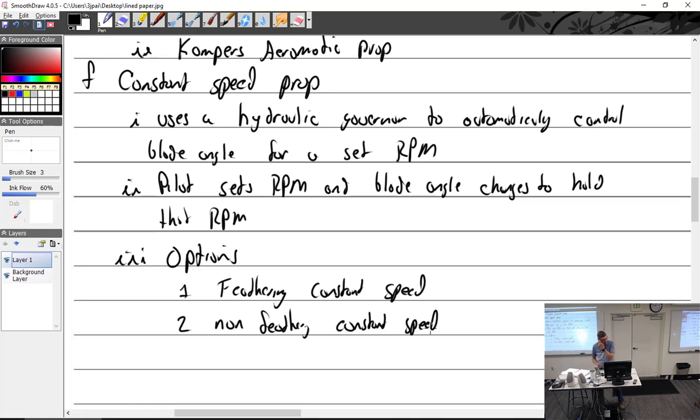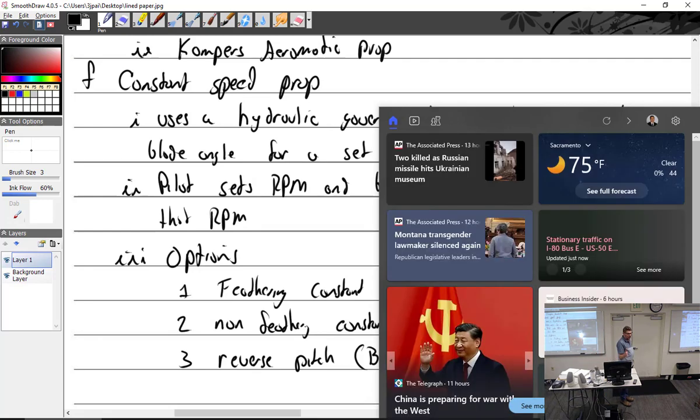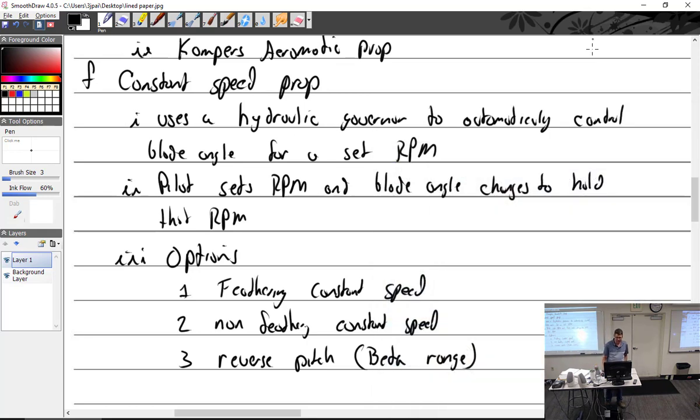Oh yeah, throw this in here. Reversing, or reverse pitch. We call it beta range. So you can actually get the prop to go from thrust that's going to move you forward to no thrust to backwards thrust. You can back up into your hangar. That's not what it's for, but it's for slowing down. You can back up with it, but it's not what it's there for.